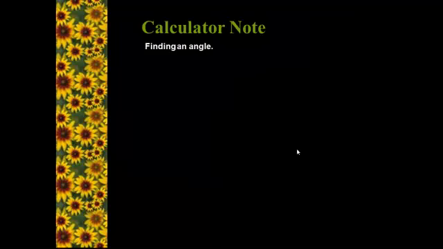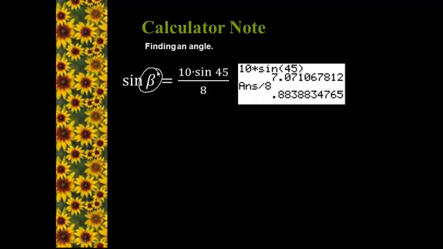Calculator note, finding an angle. Let's say we have the sine of beta equals 10 times the sine of 45 over 8. The Greek letters tell us we're looking for an angle. So what I did to figure out this one is first, I put the top in and then divided by the denominator. If you'd like, you could put the whole thing in at one time, but I find that I always miss a parenthesis, so I like to split it up.